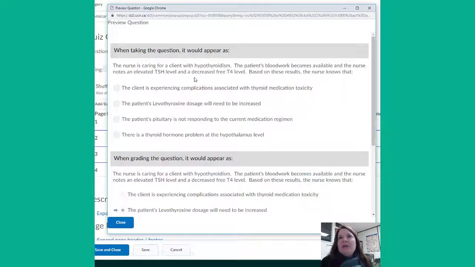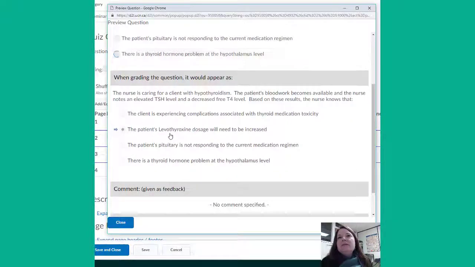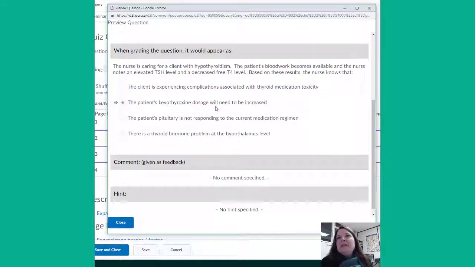Question number 4, now we're caring for a client who already has hypothyroidism. We know that. What's their diagnosis? Their blood work becomes available and the nurse notices an elevated TSH and a decreased free T4. Based on these results, the nurse knows that the patient's levothyroxine will need to be increased. We know this client is not experiencing toxicity. They don't even have a nice normal free T4. It's too low, right? So it can't be that.